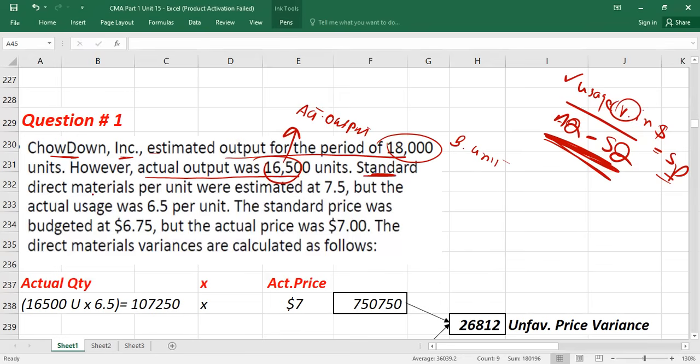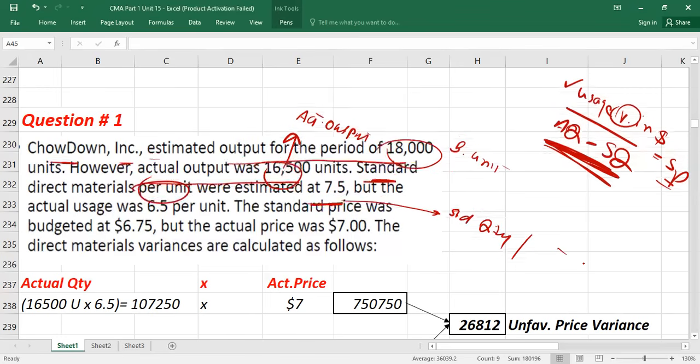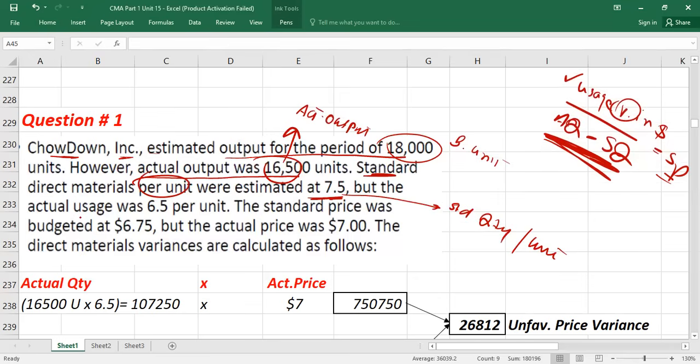Standard direct material per unit was estimated 7.5. This is standard kg, standard quantity per unit. Then they're saying the actual usage is 6.5 per unit. This is the actual kg per unit, 6.5. Standard price was 6.75, but the actual price is 7. So what is the direct material variance? Direct material variance means we have to calculate both price and quantity. So how would you do it, guys?